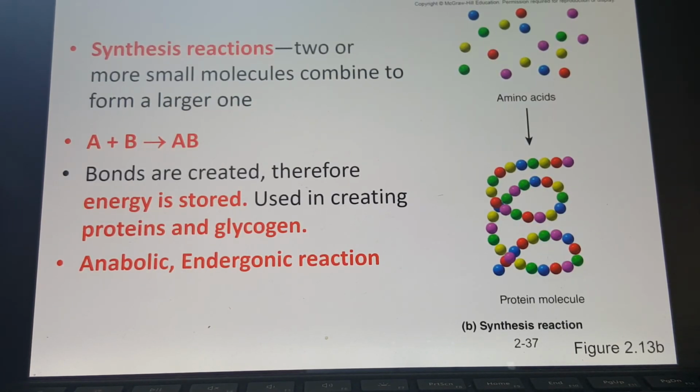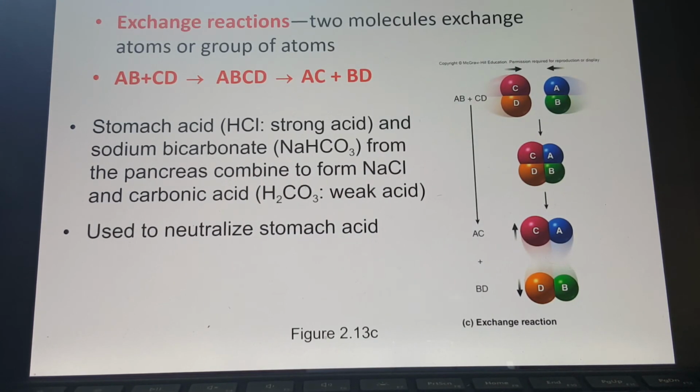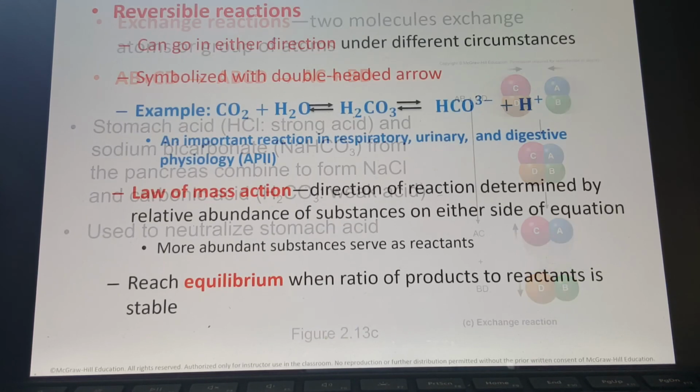The opposite situation is a synthesis reaction where we take smaller molecules, we are creating bonds, we're storing energy, and we're making them into a larger molecule. So for example, amino acids into a protein. So amino acids are the building blocks to create proteins. So energy is stored. Another type of molecule that you'll often see is glycogen. That's our blood sugar, glucose, being stored as a larger molecule of glycogen. Another way to describe this type of reaction is anabolic or also endergonic. And then there are some where they just exchange partners and you still end up with roughly the same size molecules.